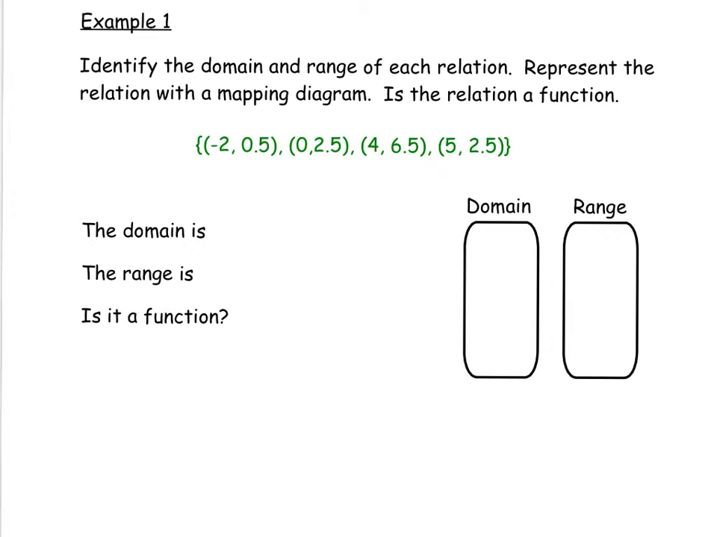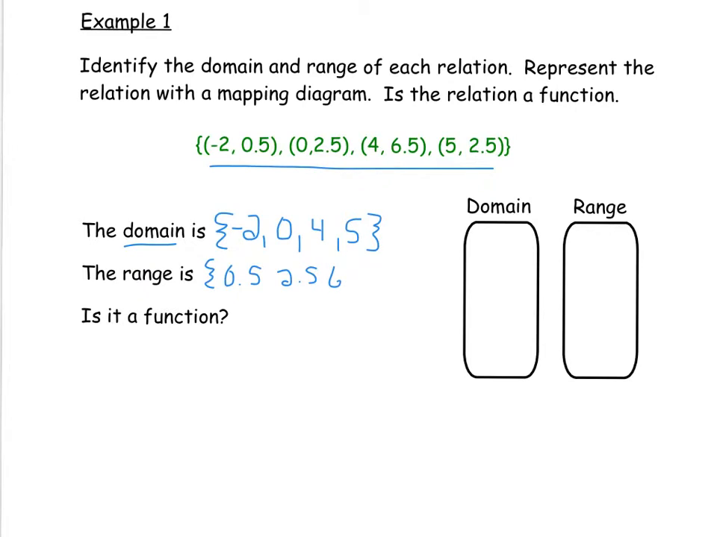So, the domain. The domain, remember, our inputs are x values. So I'm just going to look at my relation up here, and bring out all of the x values. And the range is all of the y values. 2.5, 6.5, and I see that I already have a 2.5, so I don't have to write that again.